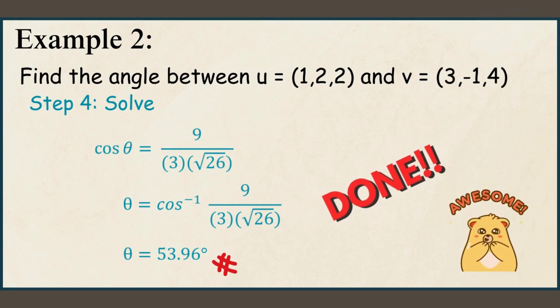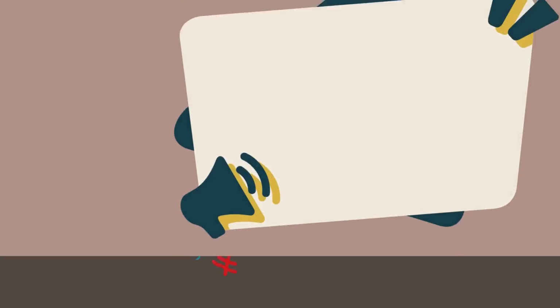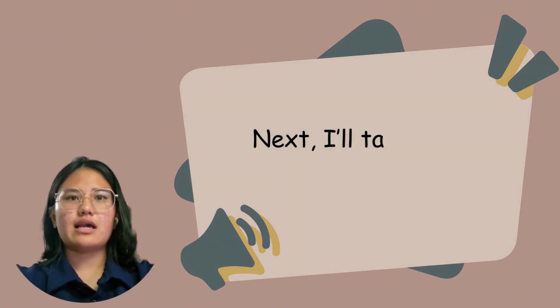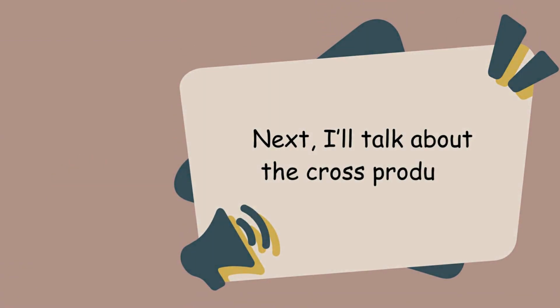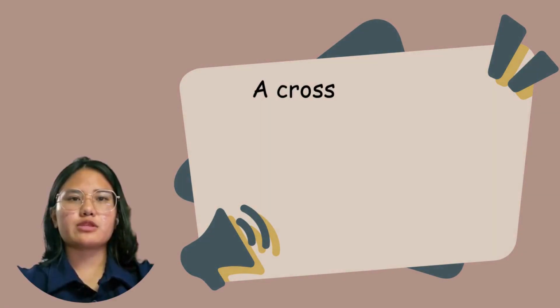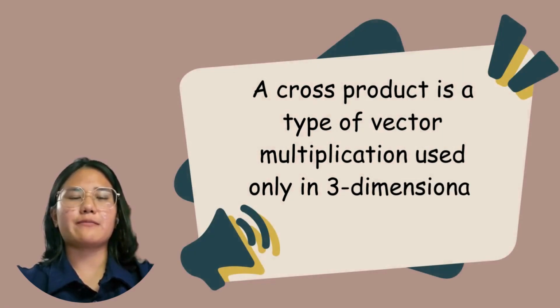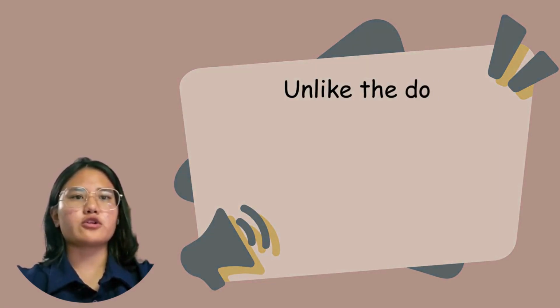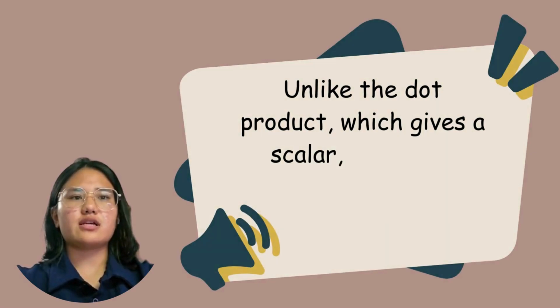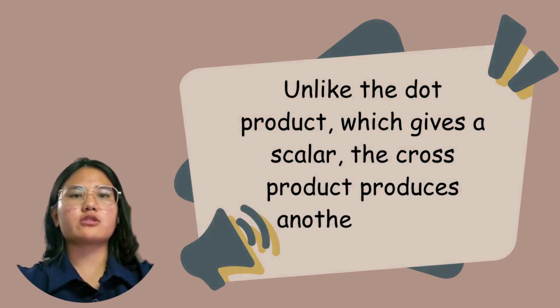Awesome work! Next, I will talk about the cross product. A cross product is a type of vector multiplication used only in three-dimensional space. Unlike the dot product, which gives a scalar, the cross product produces another vector.